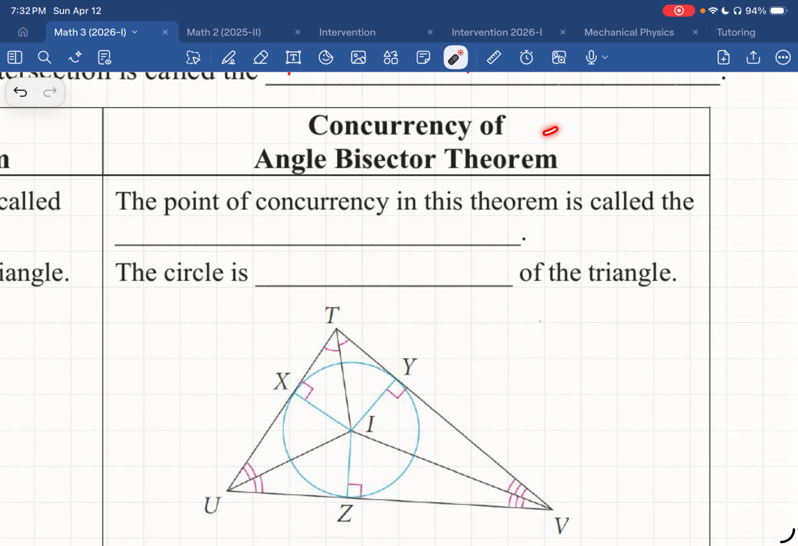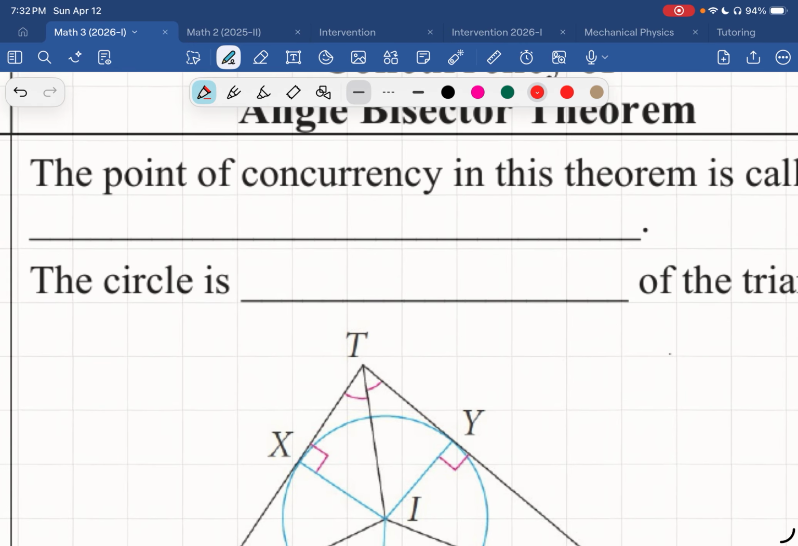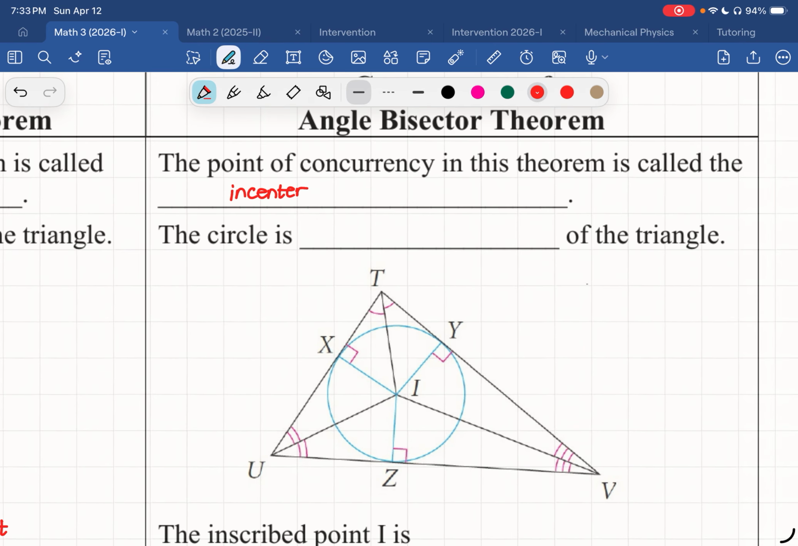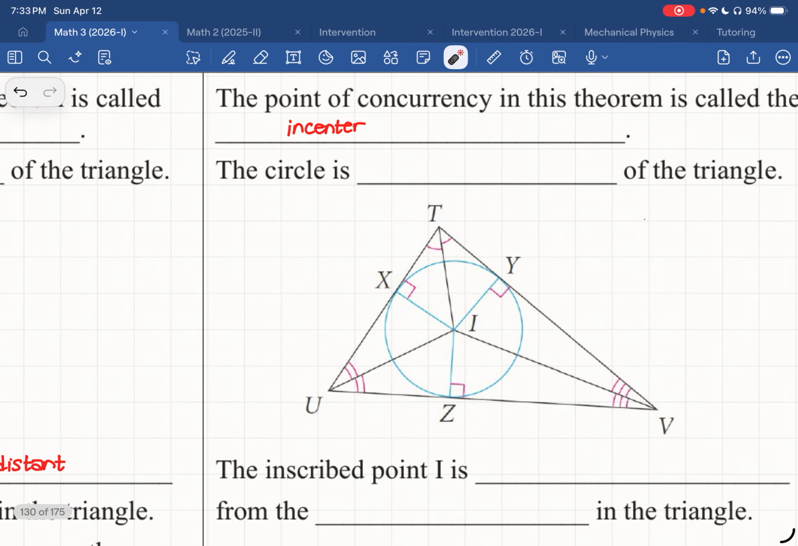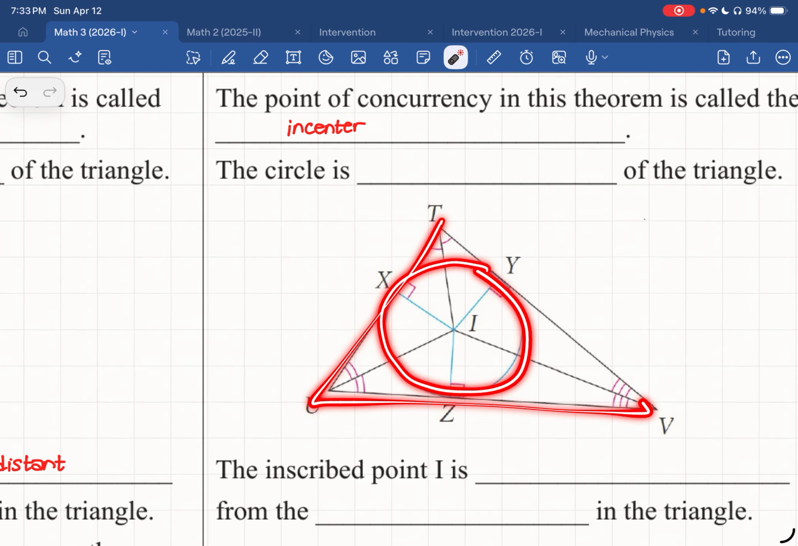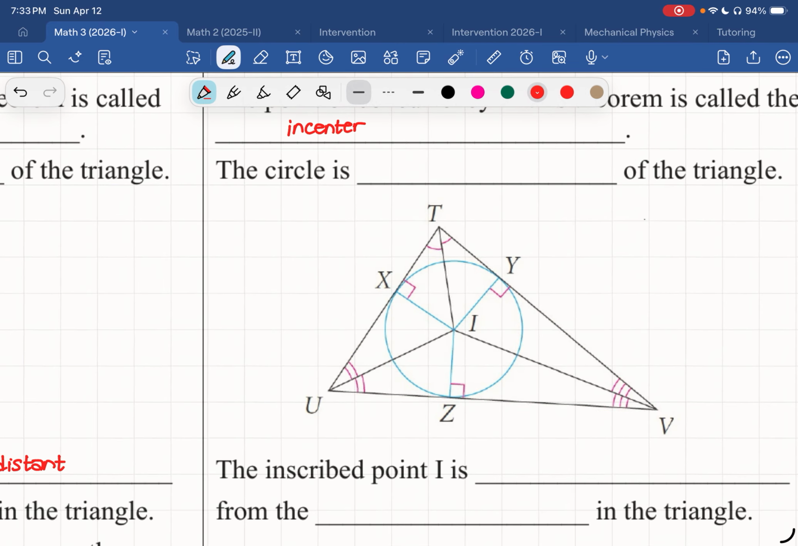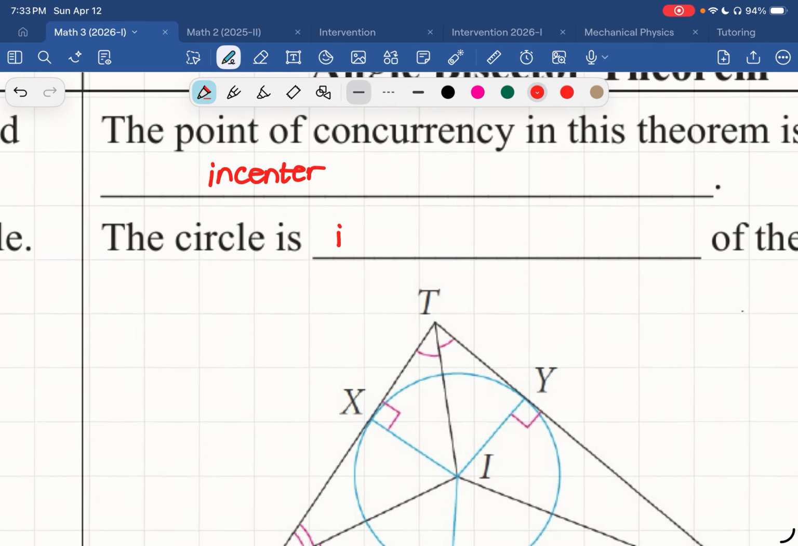Now, let's discuss the concurrency of angle bisector theorem. This one says the point of concurrency in this theorem is called the incenter. So we are not talking about the circumcenter anymore. Now we're talking about the incenter. In this case, it is the opposite. In the previous one, the circle was outside of the triangle. Now the circle is inside of the triangle. So we're going to write: the circle is inside.